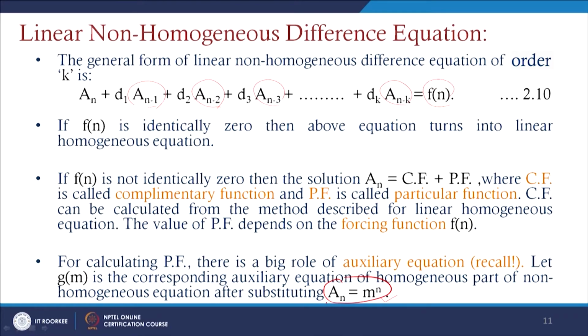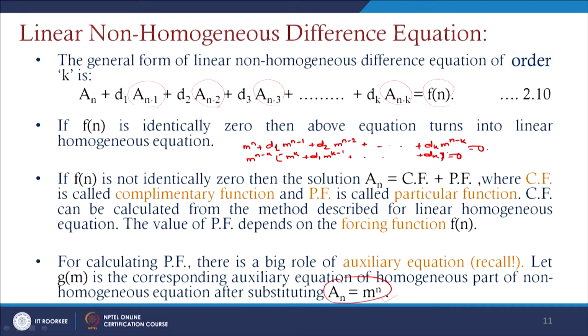And if we put a_n equals m to the power n, we can reduce this polynomial to the form m to the power n plus d_1 m to the power n minus 1, plus d_2 m to the power n minus 2, plus up to d_k m to the power n minus k, equals 0. If we take common m to the power n minus k, which is the lowest order term of m, then we can write this as m to the power k plus d_1 m to the power k minus 1 up to d_k, equals 0.